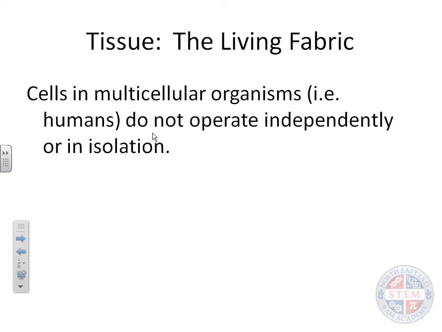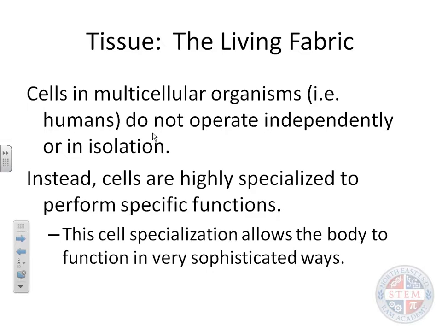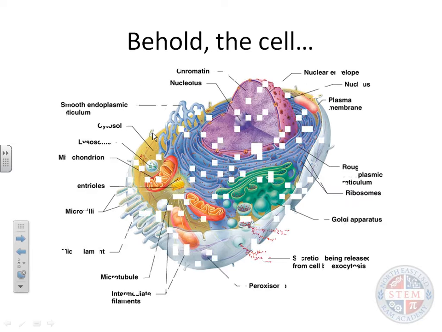and organ systems. Those cells in a multicellular organism, i.e. humans, do not operate independently or in isolation. Instead, they have to come together to perform particular functions, to be multicellular and make up tissue. And of course, the way it goes, cells come together to make up tissue, tissue make up organs, organs make up organ systems.